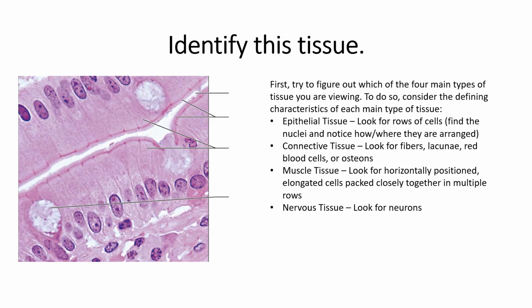So one row of cells, clearly column shaped, but even if I wanted to make sure that they're column shaped, I can look at the nuclei. They're down here toward the basal part of the cells, and they're oval shaped. So this would be simple columnar epithelial tissue.